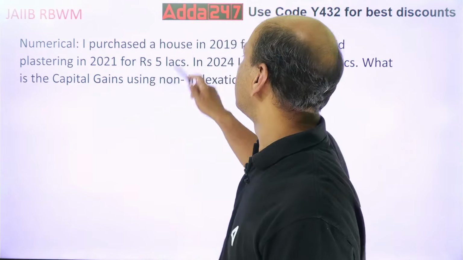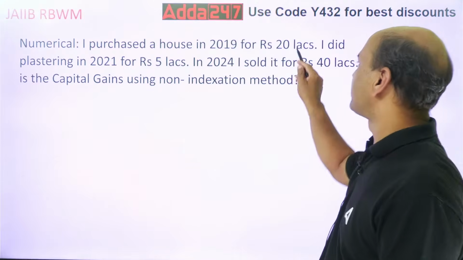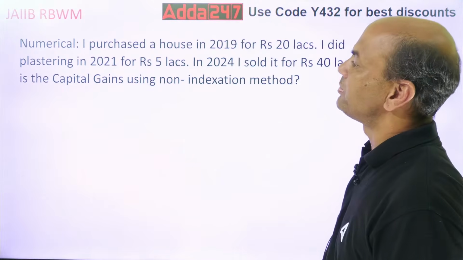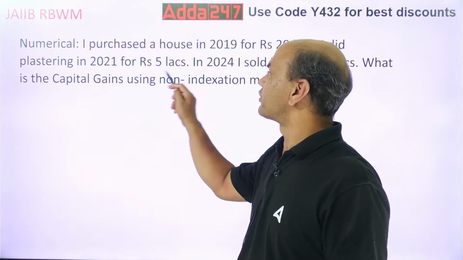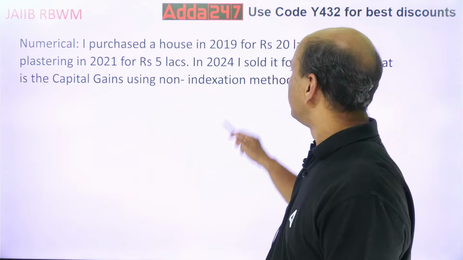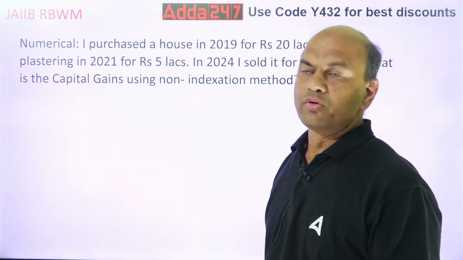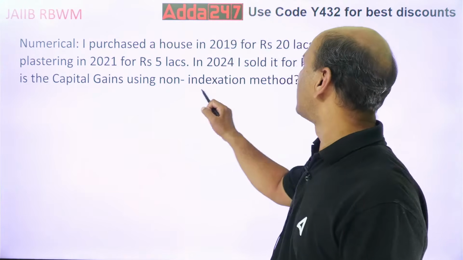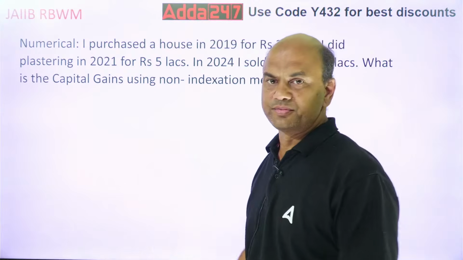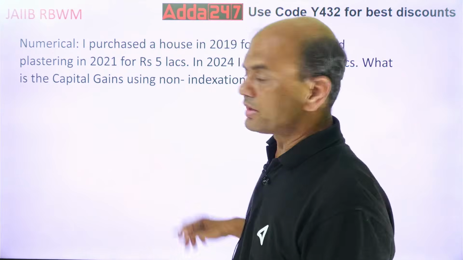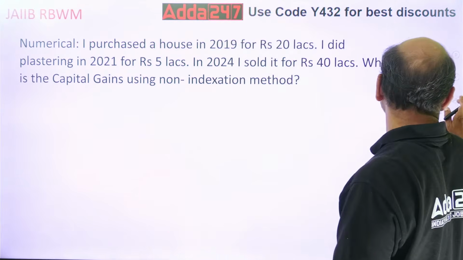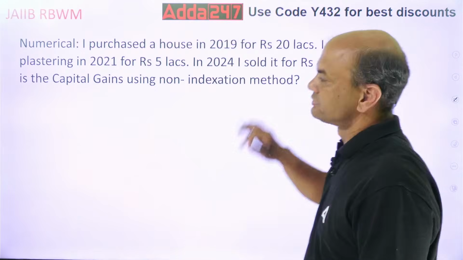I purchased a house in 2019 for 20 lakhs. I did plastering in 2021 for 5 lakhs. In 2024, I sold the house for 40 lakhs. What is the capital gains using non-indexation method? So yesterday we stopped over here. So let's move on now.